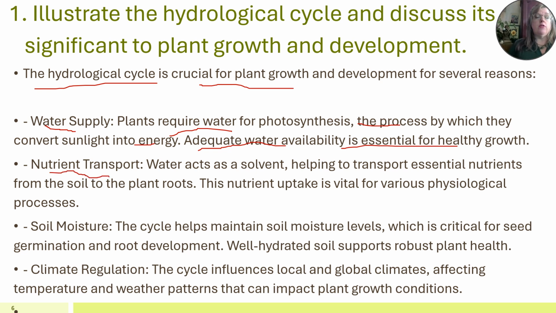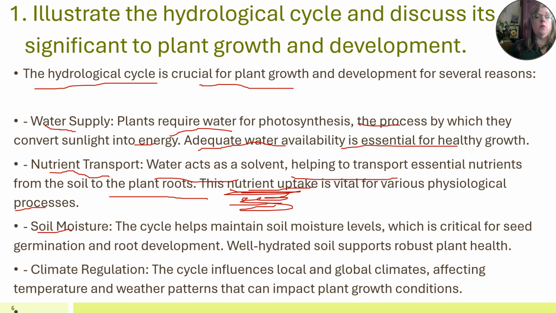And then you have nutrient transport. The nutrients dissolve in the water. Water acts as a solvent, helping to transport essential nutrients from the soil up to the plant roots. And then this nutrient uptake is vital for various physiological processes. We're actually going to, in the second half of this lesson, describe plant nutrients and nutrient uptake. Is that this one or the next one? I can't remember if it's this one or the next one, but we'll get there.